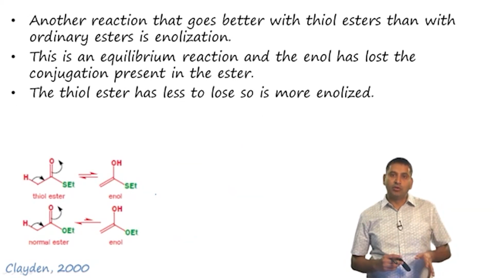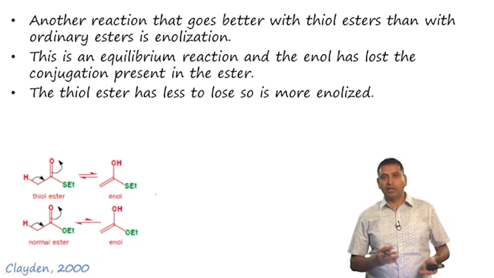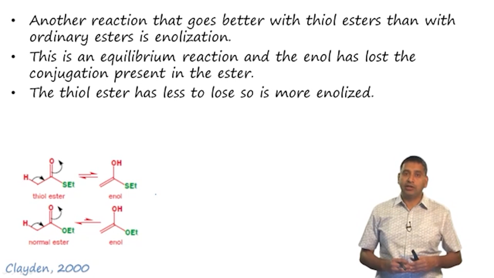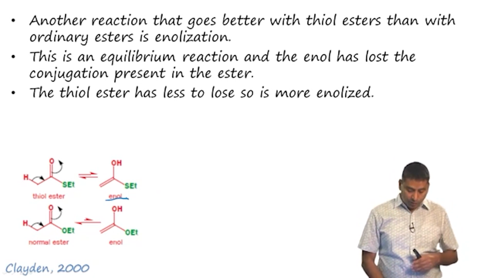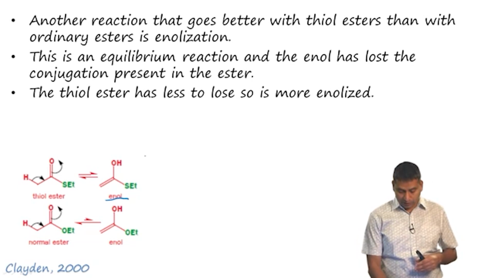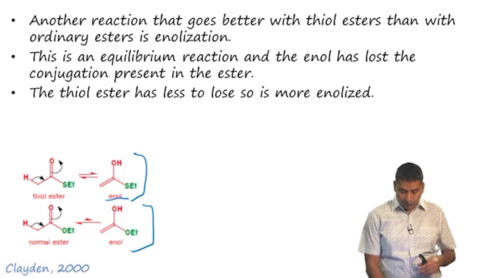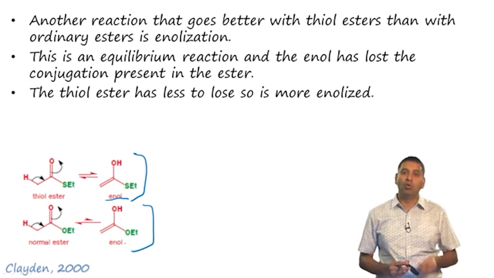So, another reaction that goes better with thiol esters than with ordinary esters is enolization. This is an equilibrium which we have looked at previously, where the keto form exists in equilibrium with the enol. The thioester similarly exists in its enol form, and if we were to draw the enol form of a thiol ester, it should look like this, whereas with a normal ester the enol is going to look like this. So, a thiol ester has less to lose, and it is generally more enolized.